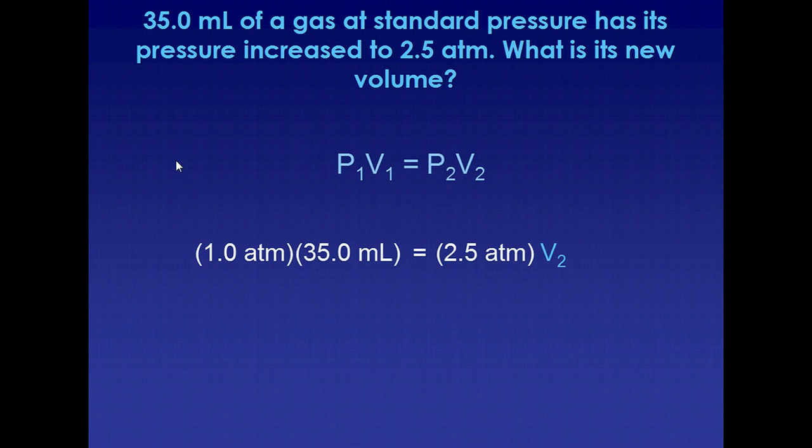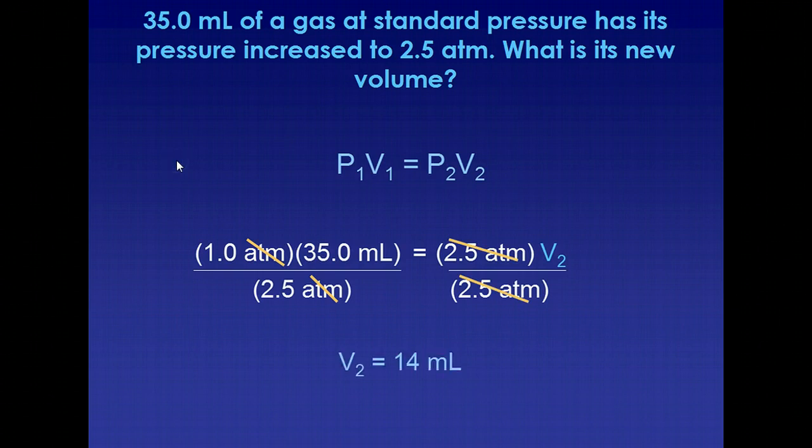So I divide both sides by 2.5 atmospheres. I should expect my volume to decrease. The atmospheres cancel out. And I get that the second volume is 14 mLs. Our pressure a little bit more than doubled, and our volume dropped to a little less than half of the original amount. So that makes pretty good sense.